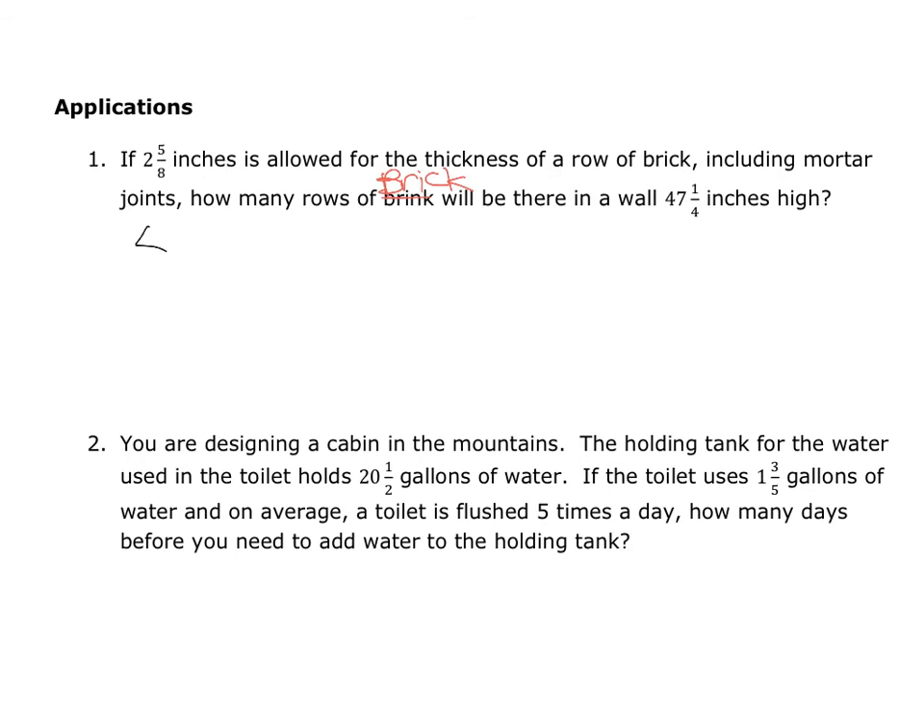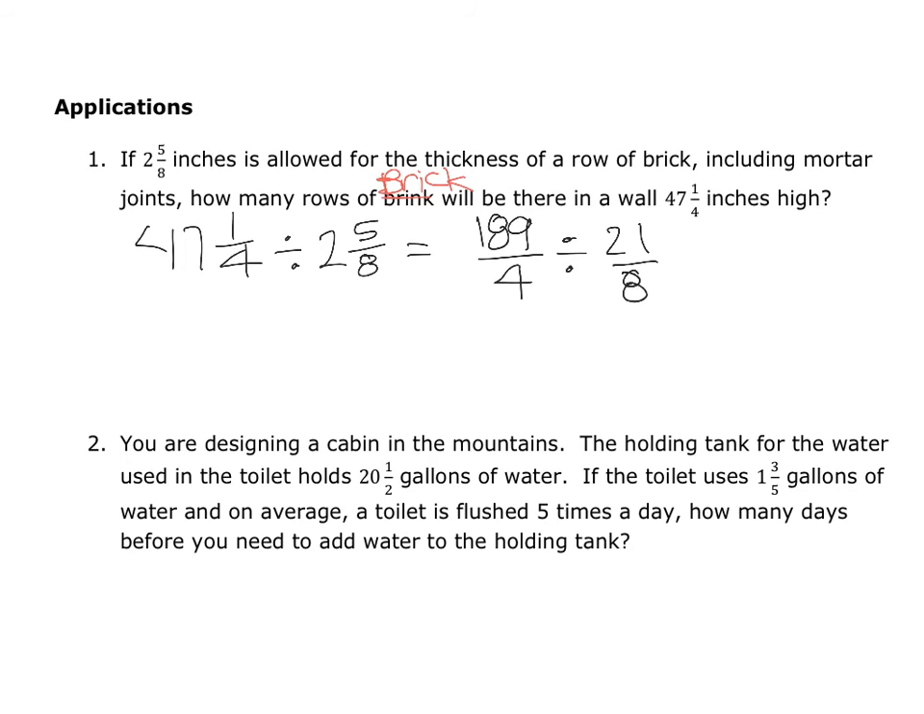So I have 47 1/4 divided by, that's the total height of the wall, divided by the height of each row. That's 2 5/8. So I'm going to go ahead and convert these into their improper fractions. So 47 times 4 plus 1 more gives me 189/4. I'm going to do the same thing with 2 5/8, and I have 21/8. Now I'm going to go ahead and multiply by the reciprocal of the divisor, or invert the divisor.